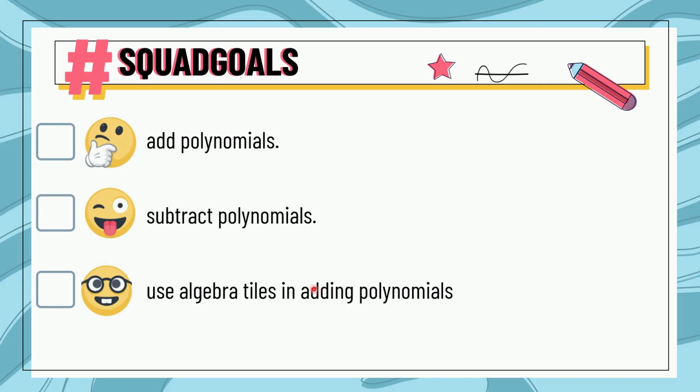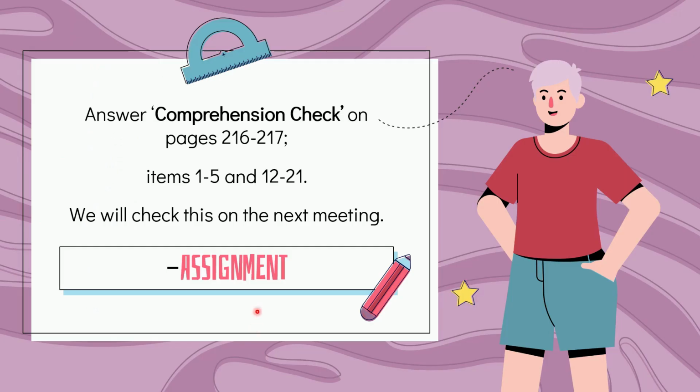And that's it. We have accomplished your three squad goals for this lesson. We add polynomials, we subtract polynomials, and we use algebra tiles in adding polynomials. For your assignment, please answer the comprehension check on pages 216 to 217, items 1 to 5, and 12 to 21. We will check this in the next meeting, so do not submit your answer in the links. Rather, we will check it during our sync class, and we will record your score as well.